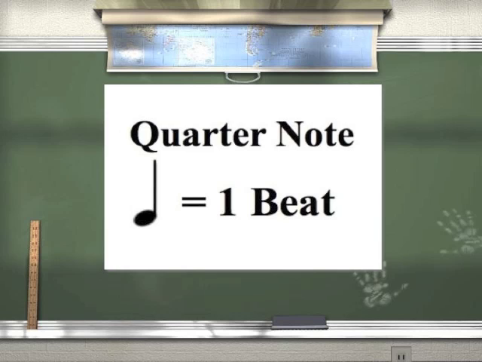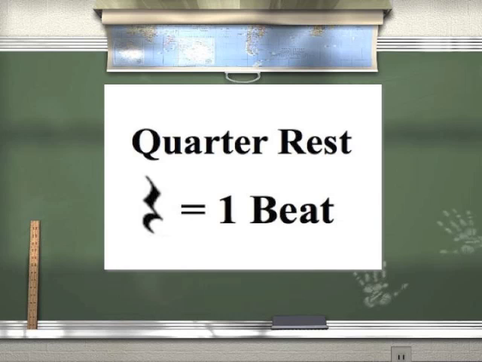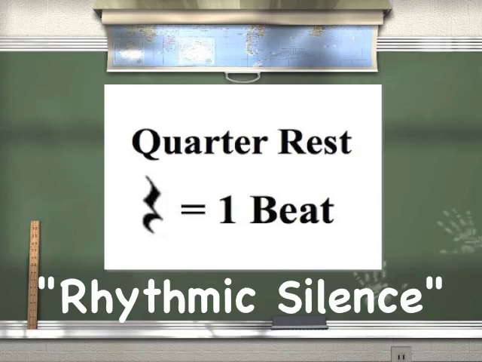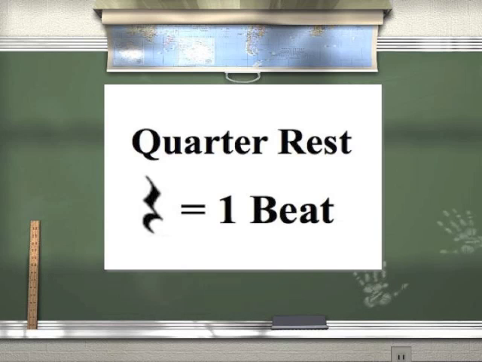There is a partner to the quarter note. It gets one beat just like the quarter note and shares the same foot tap. It's called the quarter rest. The only difference in the quarter note and the quarter rest, besides its appearance, is that the quarter rest is rhythmic silence. Let's listen to this measure of quarter notes followed by a measure of quarter rests.